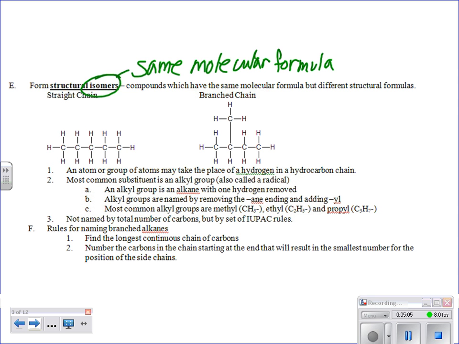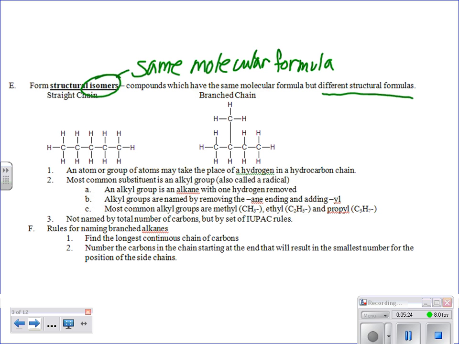But in this case, because it's a structural isomer, we're going to see a couple different types of isomers also. In this case, what's different is it has a different structural formula. So isomers always have the same molecular formula, but something else might be different. So in this case, a structural isomer has a different structural formula.